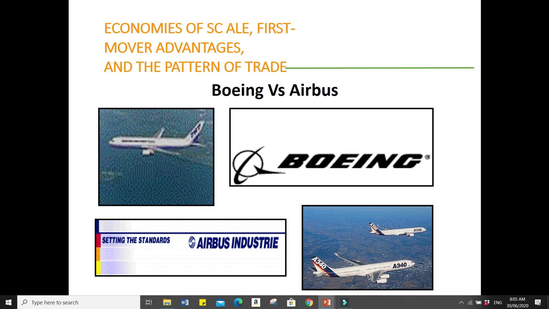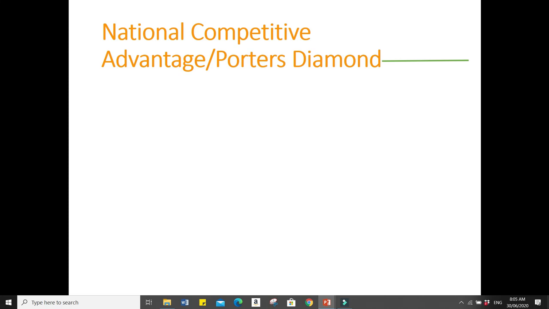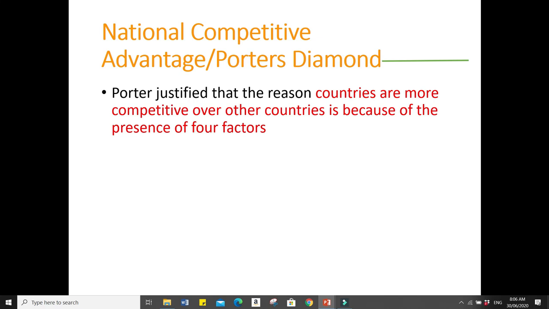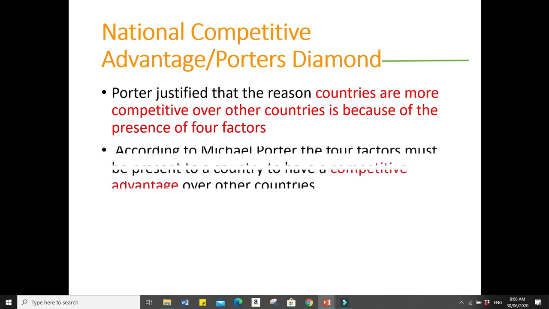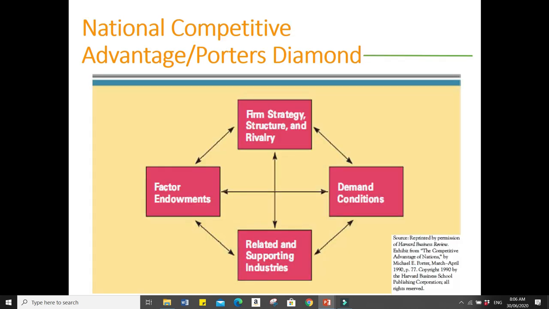All right. Now let's take a look at national competitive advantage, or your Porter diamond. Porter justified that the reason some countries are more competitive than other countries is the presence of four factors. We'll talk about that later on. According to Michael Porter, the four factors must be present in a country for it to have a competitive advantage over other countries. So what are these four factors? We have the firm strategy, structure, and rivalry; demand conditions; related and supporting industries; and of course, factor endowments.